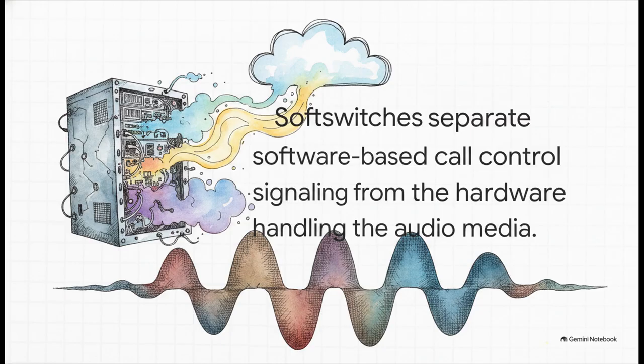Modern voice architectures use what are called soft switches. They separate the software that sets up the call, the signaling, from the actual hardware handling the audio media. This means that massive enterprise phone systems, like IP-PBXs, are no longer giant racks of telephony hardware sitting in a basement somewhere. They're simply software applications riding right on top of a virtualized IT infrastructure.